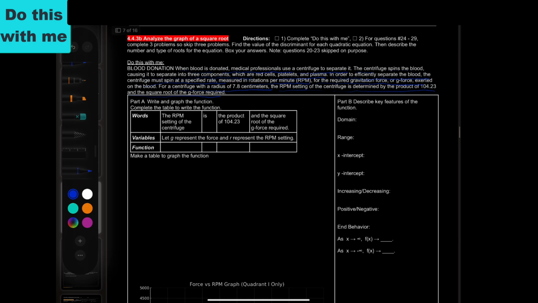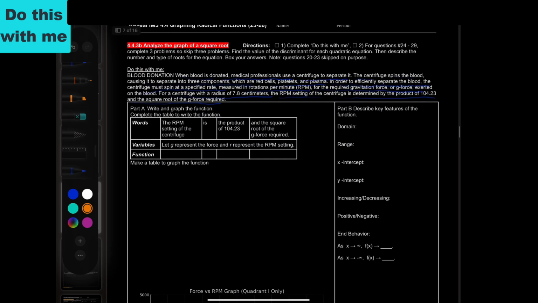Part A. So let's go ahead and write an equation, complete the table. It's telling us to let G represent the force and R represents RPMs. So the RPM of the centrifuge, this is going to be my R, just in pink.